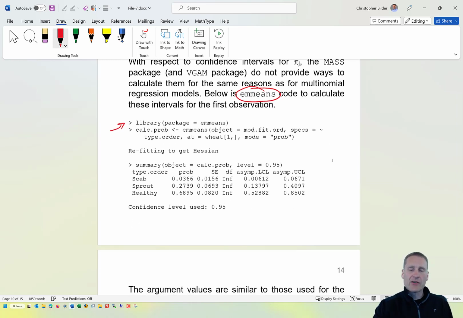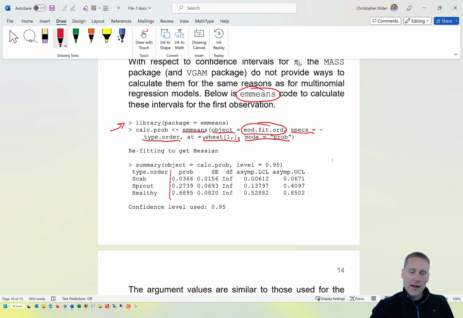So I say library, package equal emmeans, to get the functions ready to go. And I say emmeans, object equal to my model fit from the polr function. For my specs argument, again, I need to put in the actual response variable here. Remember how that's a little bit different from what we saw for a logistic regression model. What values do I want to estimate pi for in terms of the explanatory variable values? Let's just make things simple and assume that we use exactly the same values for the first kernel. I could have used different values if I wanted to. So I specify this with the at argument and then mode equal prob, meaning I want these pi's.